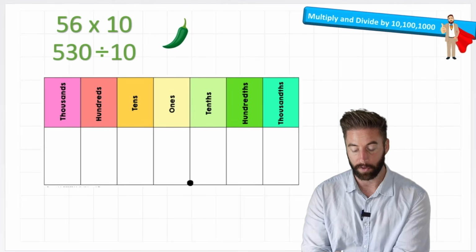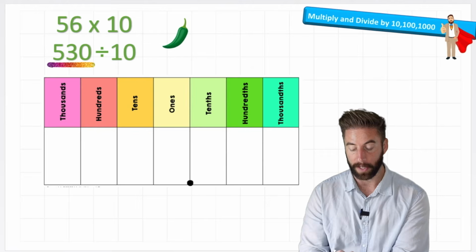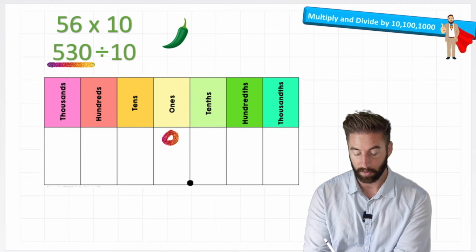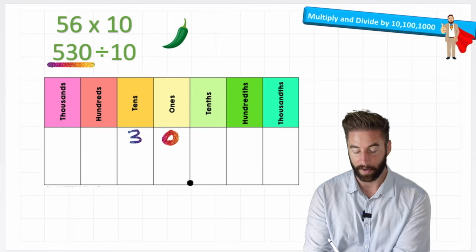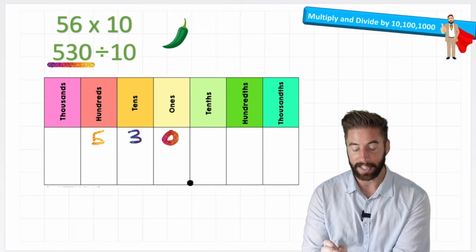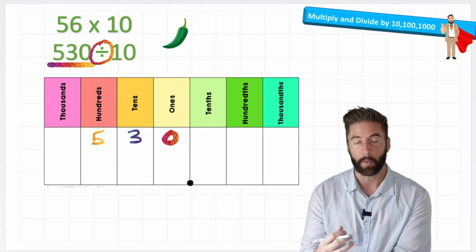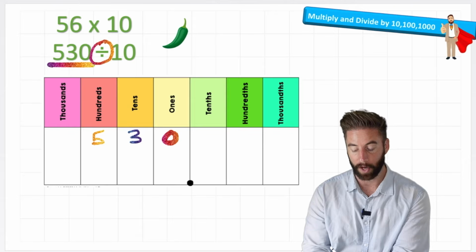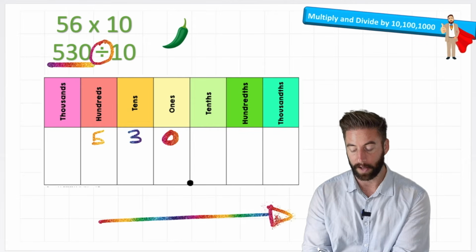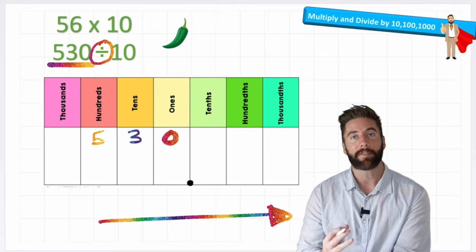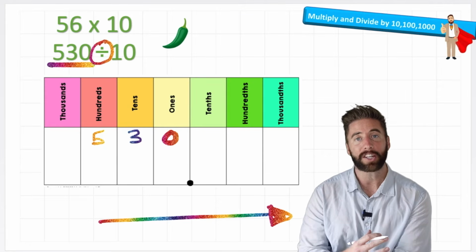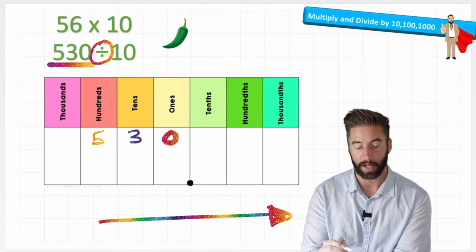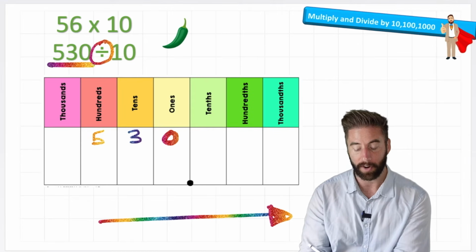So now I have 530, and I'm going to put that into my place value chart again. 530 has 0 ones, 3 tens, and 5 hundreds. And this time I'm dividing it. And when we divide something, our number is obviously going to be getting smaller. So this time we're going to move down our place value chart or to the right. And if I'm dividing it by 10, what I'm actually doing to this number is making it 10 times smaller. So here we go. I'm just going to move them one place to the right this time.